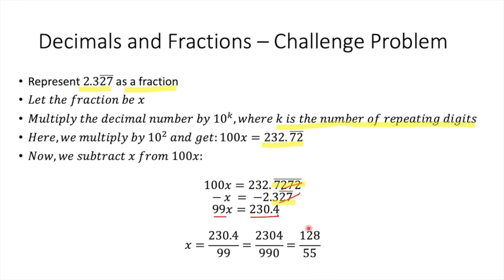Now you can check this on a calculator. It will give you 2.327 recurring. So that is how you represent a recurring decimal as a fraction.